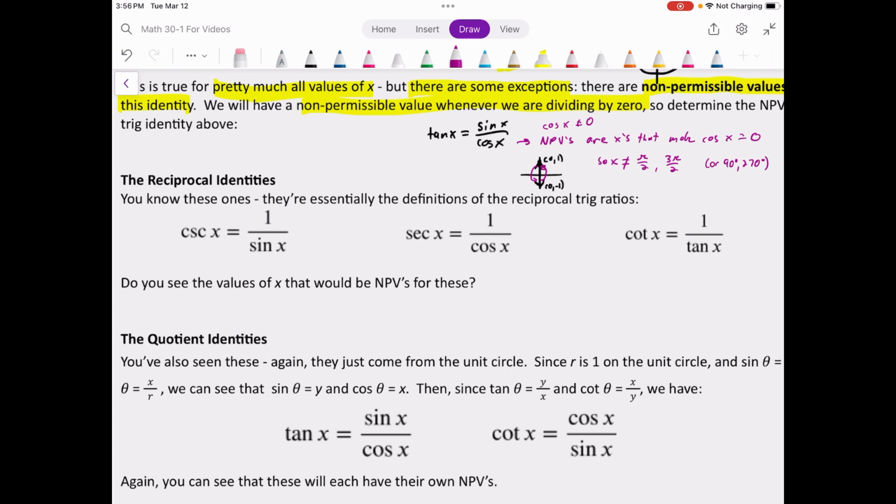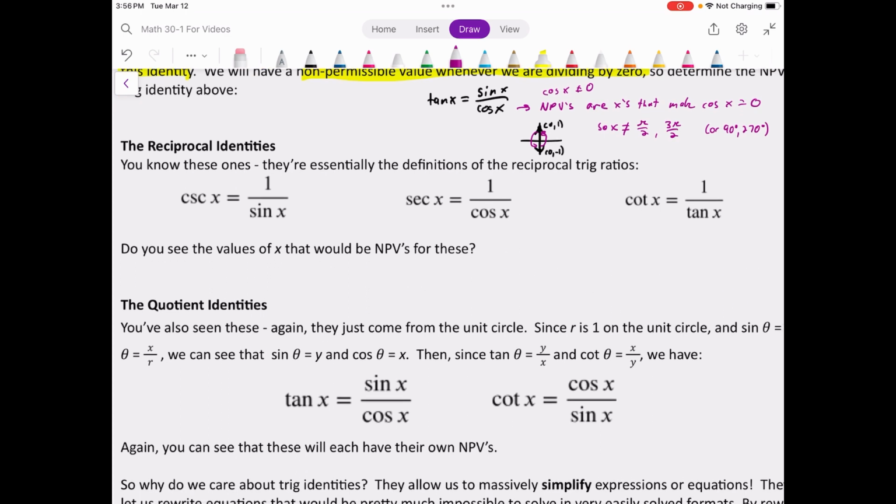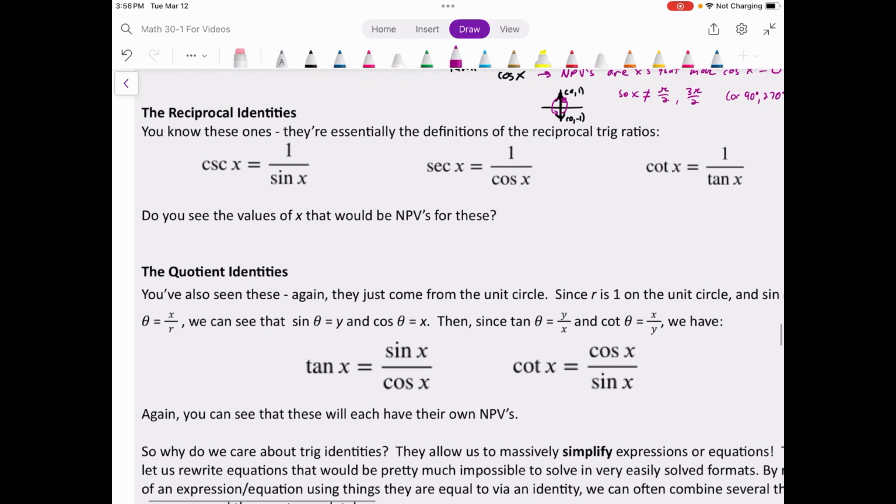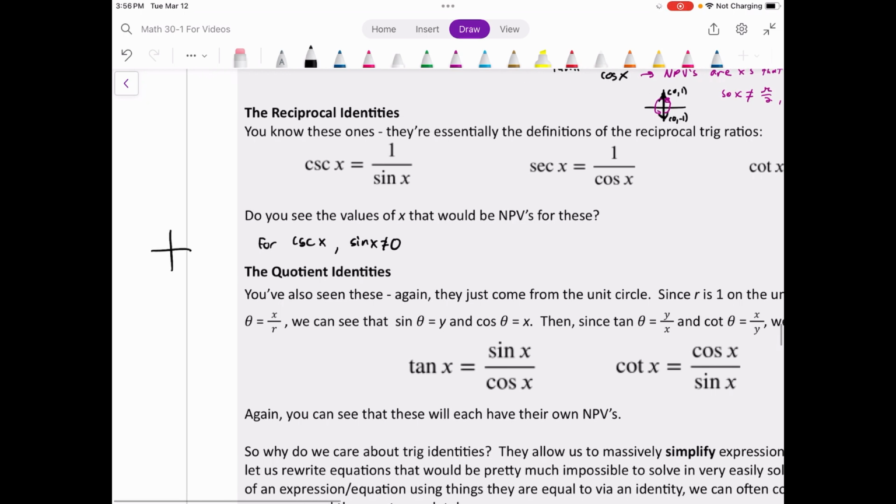Now, that being said, there are non-permissible values. So again, it's not like that makes it untrue, but it does make it undefined. So can you see the values of x that would be non-permissible values for these? Does cosecant x have NPVs? Well, look what we're doing. We're dividing by sine of x. So for cosecant x, we know that sine x can't equal 0. Otherwise, we'd have 1 over 0. That's undefined. So when does sine x equal 0? When x is 0 or pi or anything coterminal to those, right?